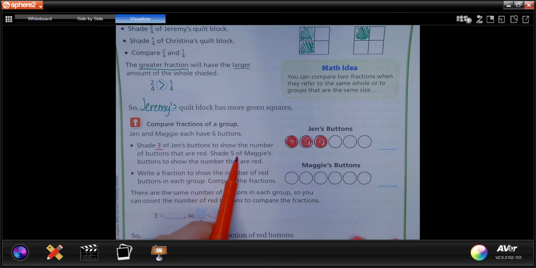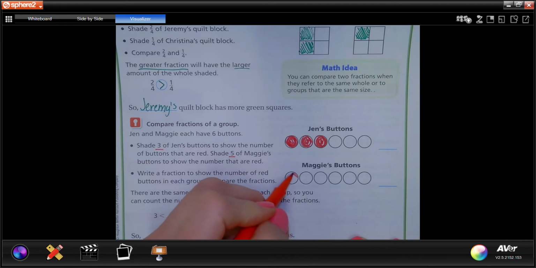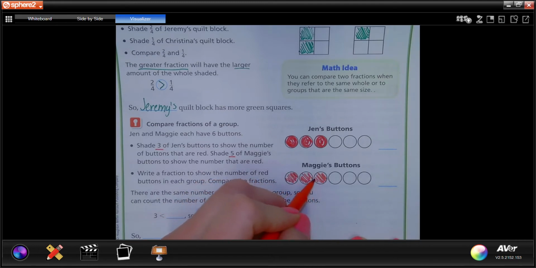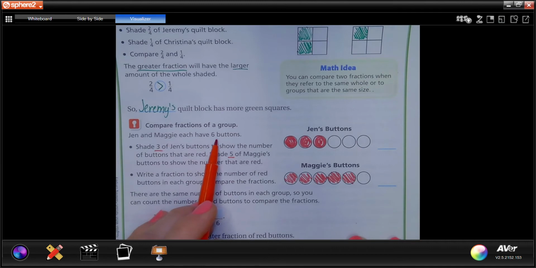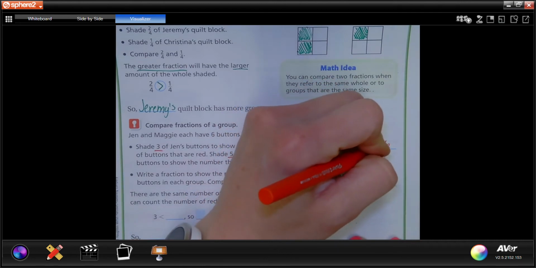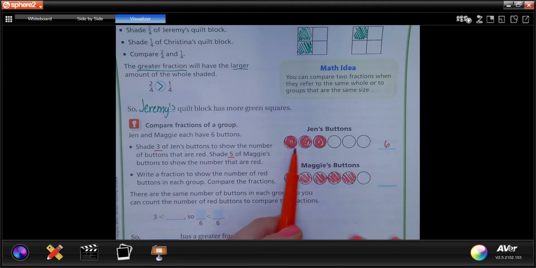Shade 5 of Maggie's buttons to show the number that are red. 1, 2, 3, 4, 5. Write a fraction to show the number of red buttons in each group. Well, we know that they have a total of 6 buttons, so 6 is our denominator. Jen has how many shaded? The amount shaded is our numerator, 1, 2, 3.